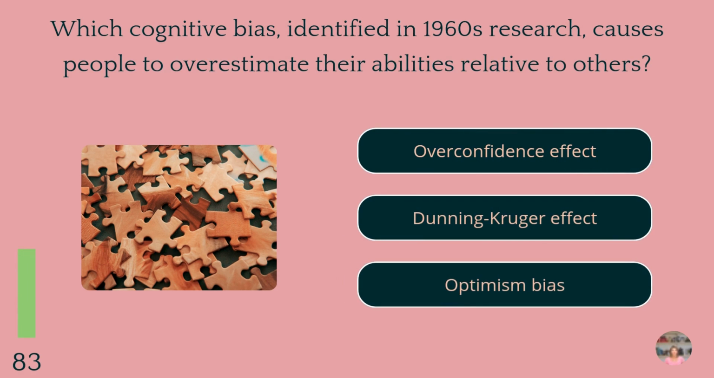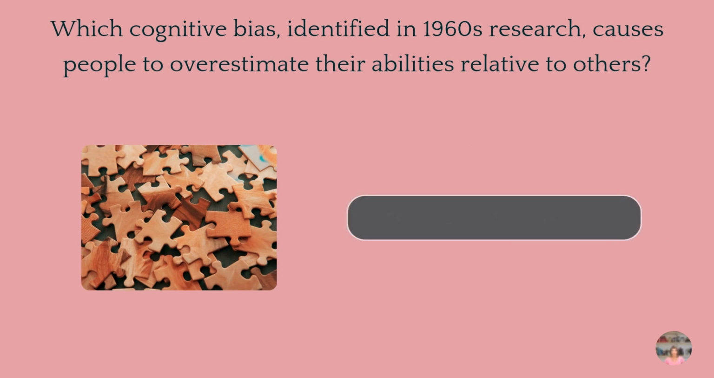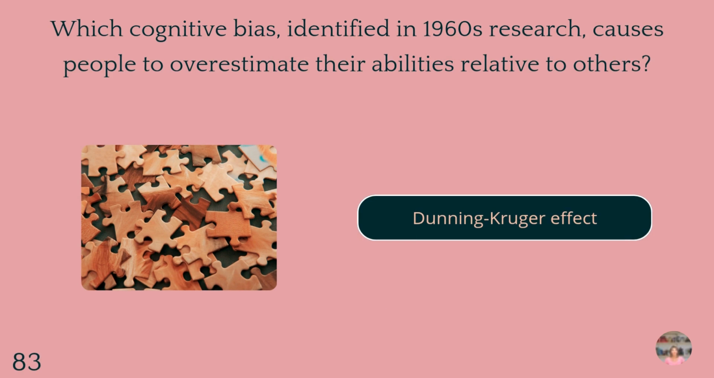Which cognitive bias identified in 1960s research causes people to overestimate their abilities relative to others? The overconfidence effect, the Dunning-Kruger effect, or optimism bias? Dunning-Kruger effect.